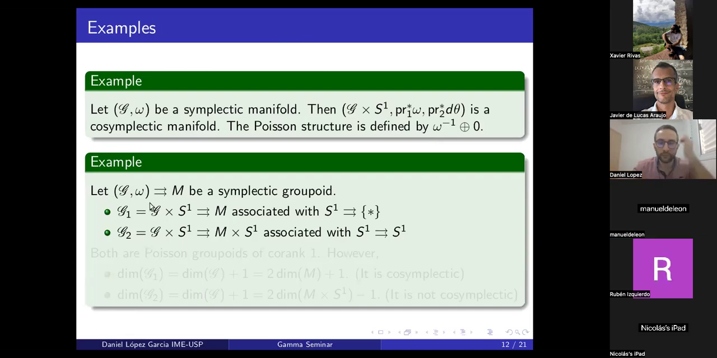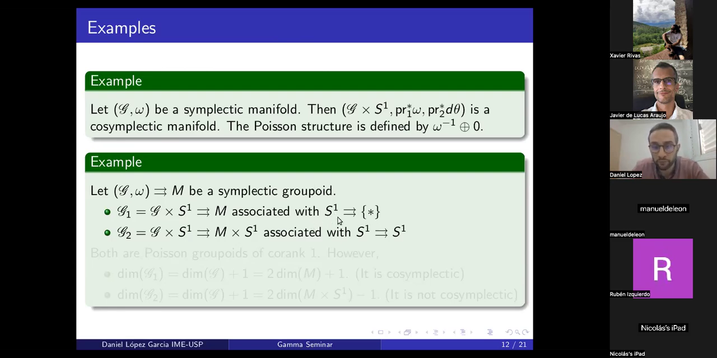So let me start with a symplectic groupoid. I have a symplectic structure here, which is multiplicative. And I want to do something similar to this one, so I want to multiply this by the circle. But I want to do that in a smart way, adding the groupoid structure of the circle.